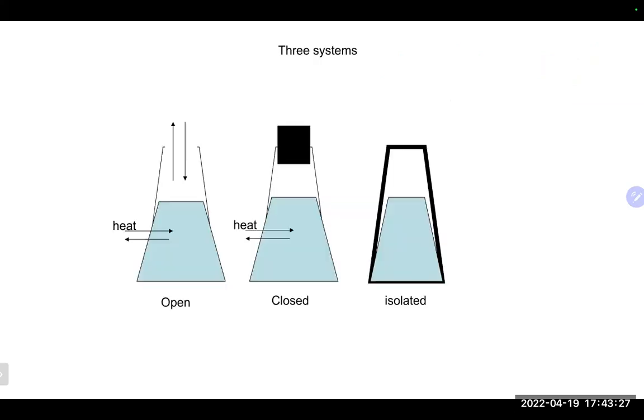And here's a picture of all three of those systems. In the first one, we can exchange mass in and out, and heat can go in and out. If you stick a stopper in there, that prevents you from losing anything that's inside. It cannot escape, but we can still have the transfer of heat and energy. And in that isolated system, we're keeping everything within that particular system.